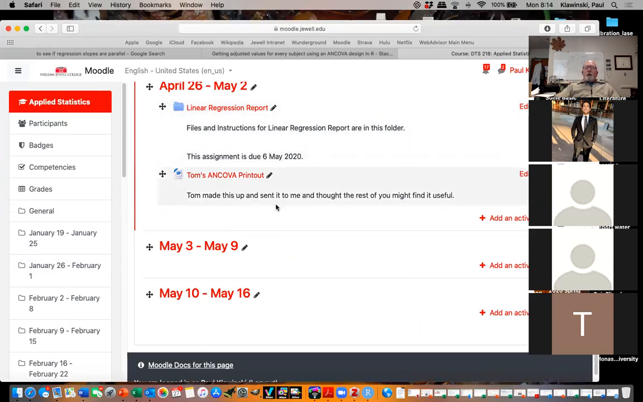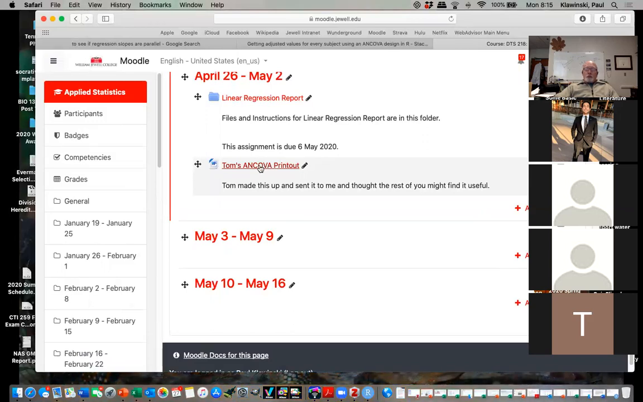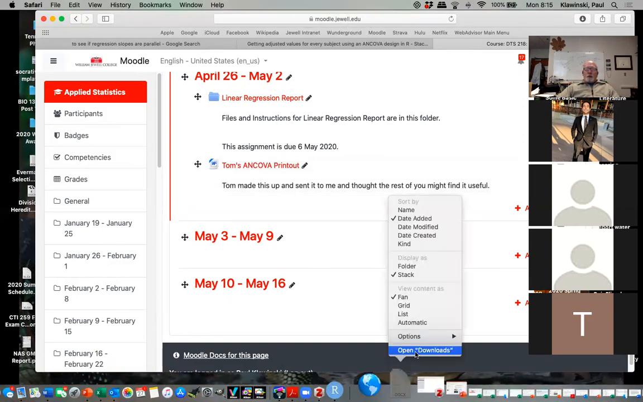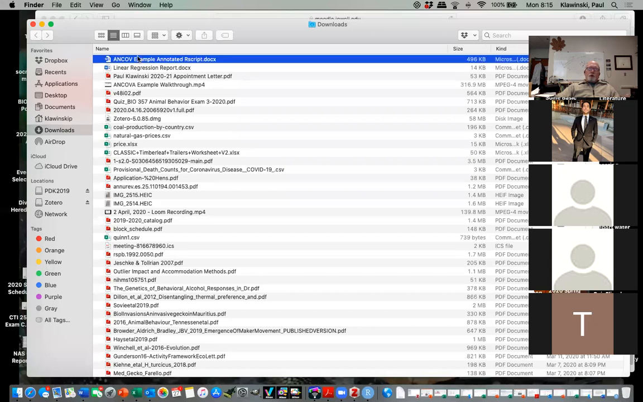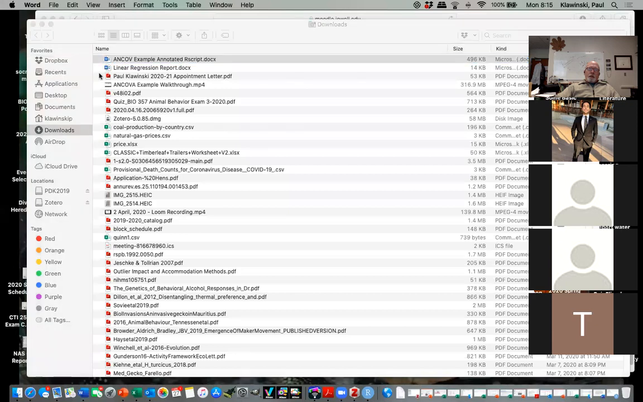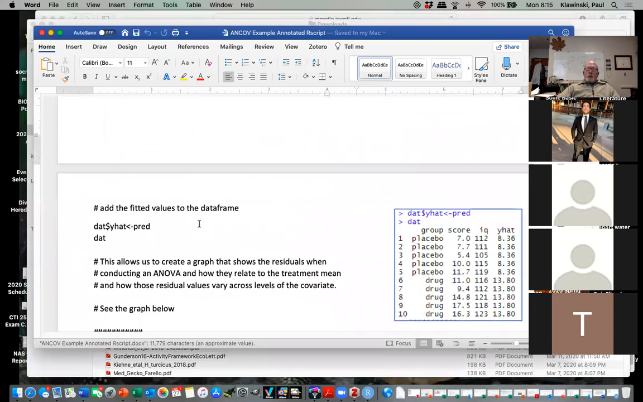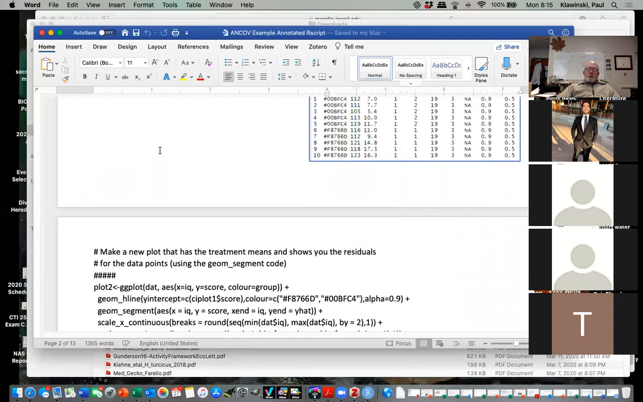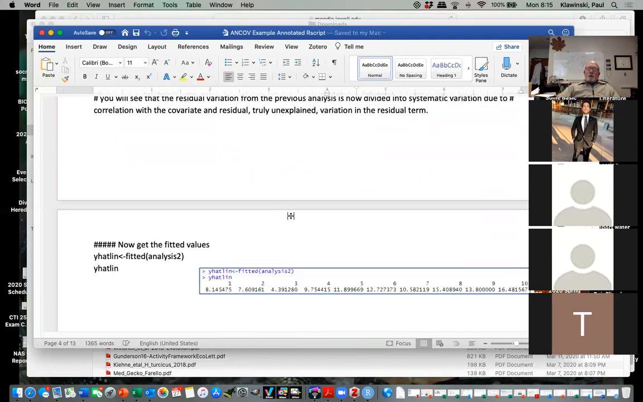And then the last thing I want to share with you is something that Tom made that he sent to me last Friday, because Tom has too much time on his hands. But this is an analysis of covariance printout that he prepared, where he took the R script that I posted and basically went through it, and he has the entire analysis down here because he likes seeing things in front of him, and this is an easy way to see things in front of him, and he thought that you guys might benefit from it also.